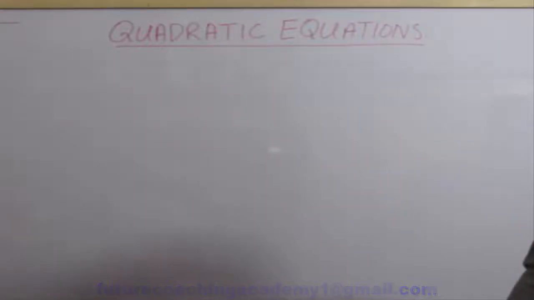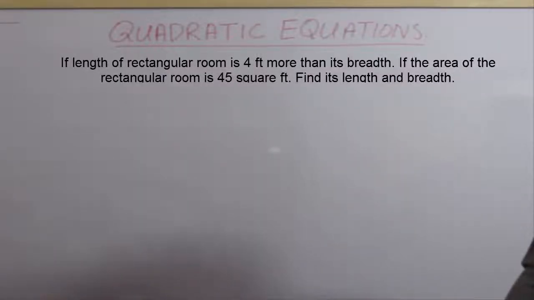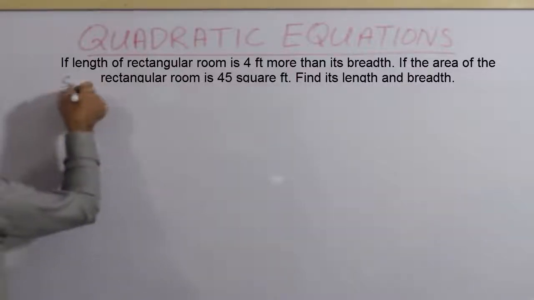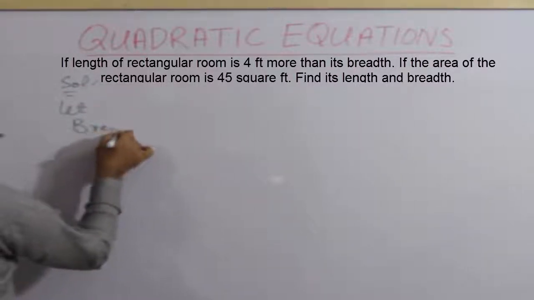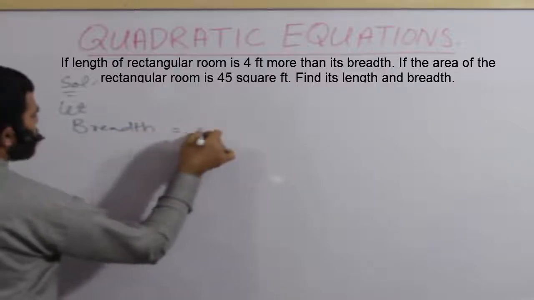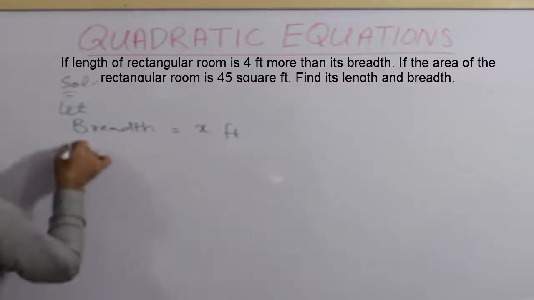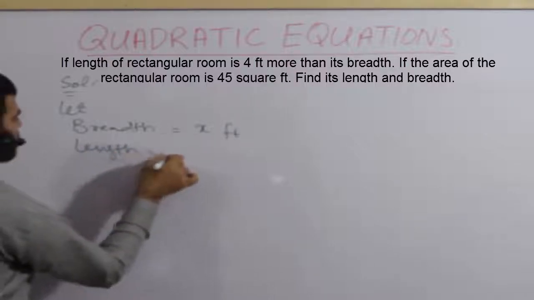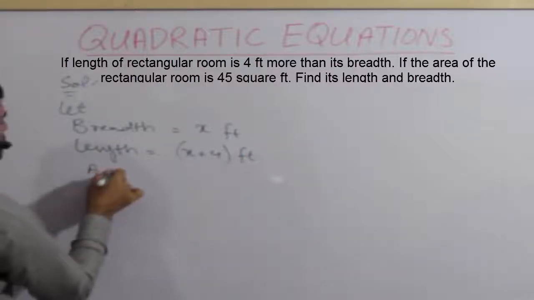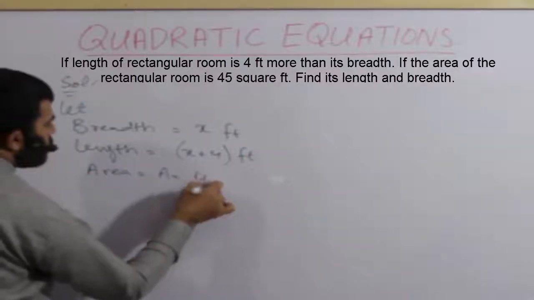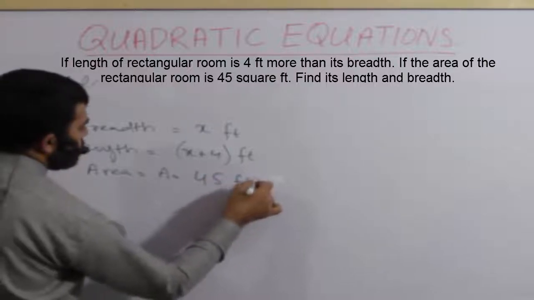Now we are going to take an example from daily life. If the length of a rectangular room is 4 feet more than its breadth, and the area of the rectangular room is 45 square feet, find its length and breadth. Now we are going to start the solution of the given problem. First of all, we assume let the breadth of the rectangular room be x feet and the length be x plus 4 feet, and the area is given, that is 45 square feet.